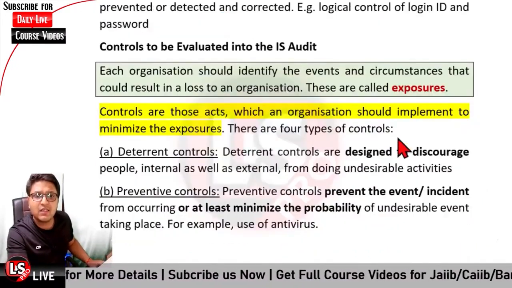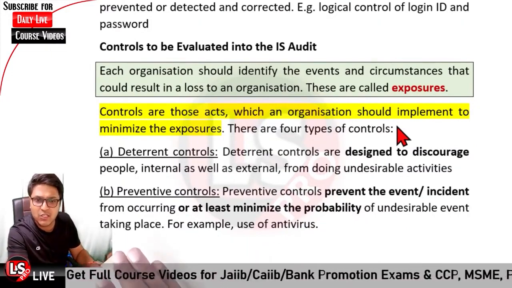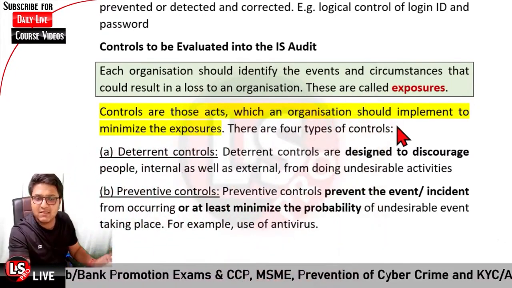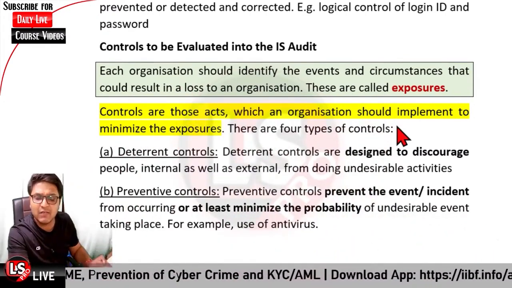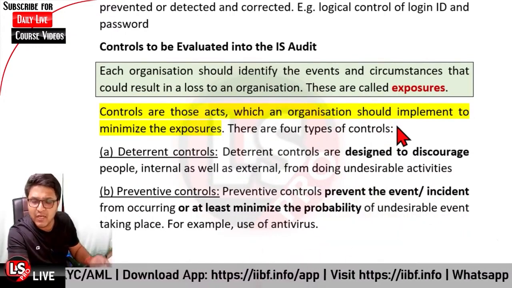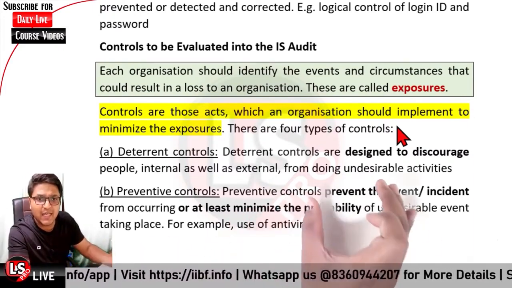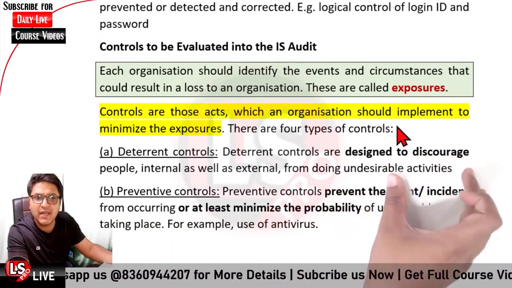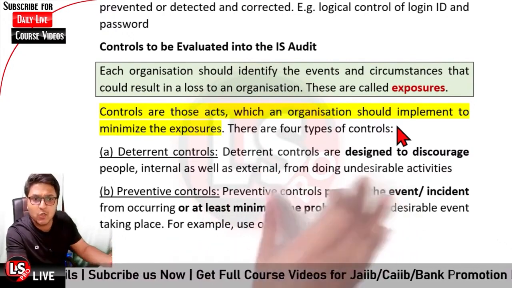First of all, it is regarding the deterrent controls. What are deterrent controls? Suppose we have a policy in the organization that if some fraud is committed by an employee, there is a fine of rupees 10 lakh. What kind of control is it? It is a deterrent control. The people are aware that if fraud is committed and detected, a fine or penalty would be imposed. It is designed to discourage people, internal as well as external, from doing undesirable activities. That is deterrent control.